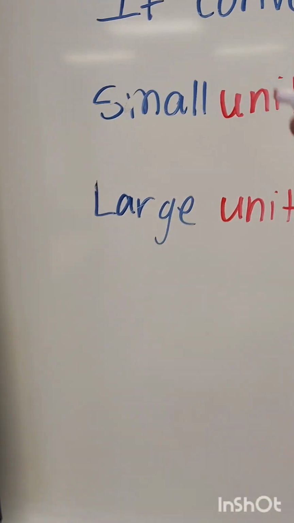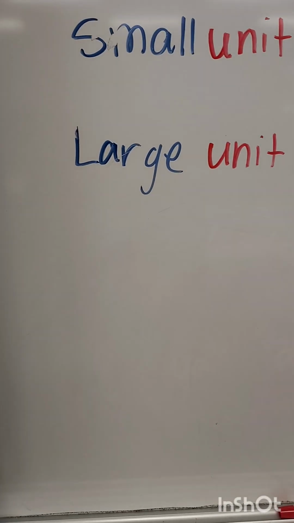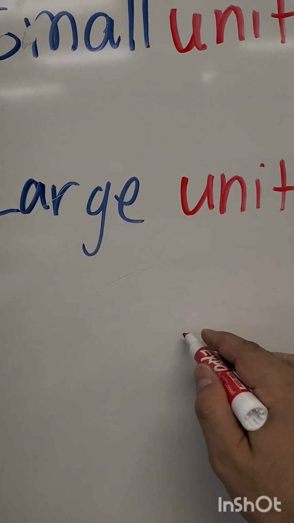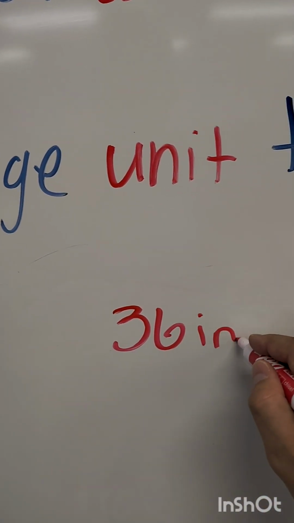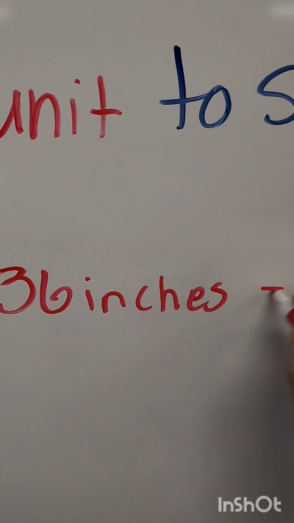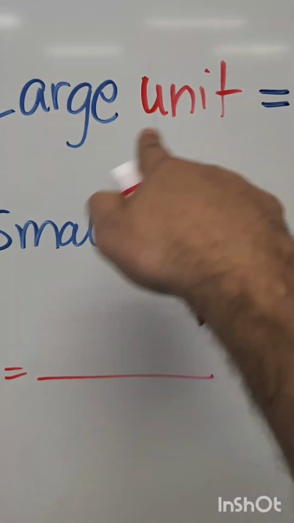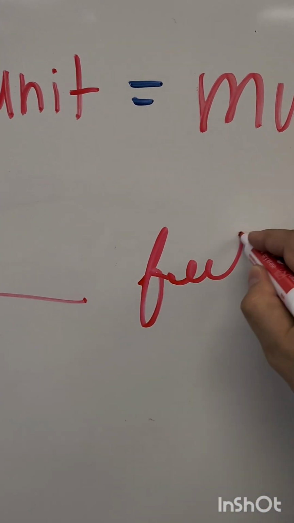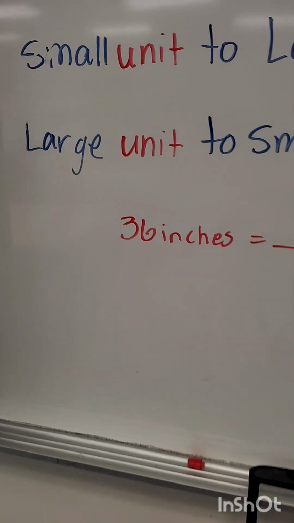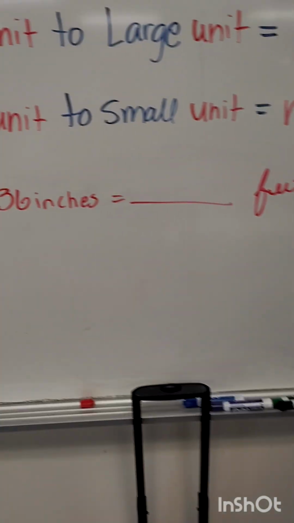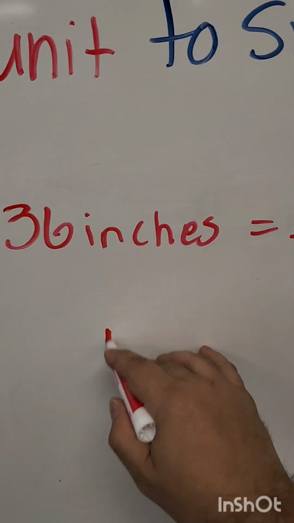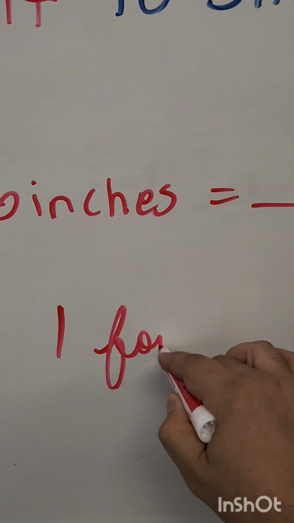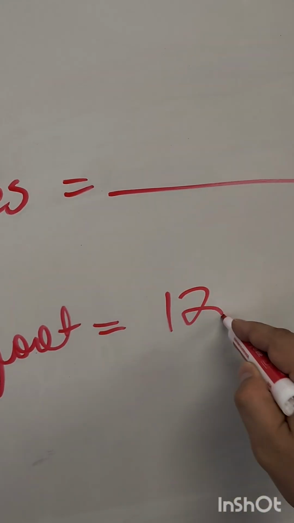What do you mean, Mr. J? Okay, so let's do the first one. We have a small unit. So let's say we have 36 inches, and we're converting that into a larger unit, so let's say feet. So we're converting 36 inches into feet. Now you have to know that every foot is 12 inches.